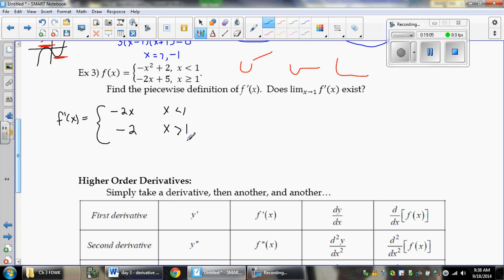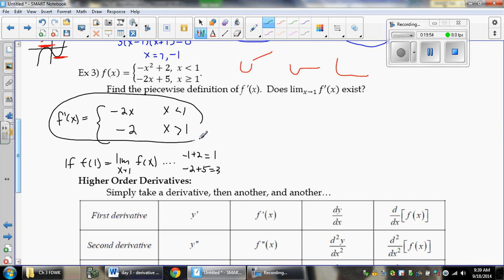Then you need to check whether both of these conditions are true. If f of 1 equals the limit as x approaches 1 of f, then that means f is continuous, you're good to go. So if we want to test this, I just come up here and plug 1 into both of these equations and see if they line up. If I plug 1 into here, I'm going to get negative 1 plus 2, which is 1. And if I plug 1 into here, I'm going to get negative 2 plus 5, which is 3. Well, that means my limit from the left does not equal my limit from the right, so it's not continuous at 1. Therefore, the derivative can't exist at 1. Therefore, this is my derivative.